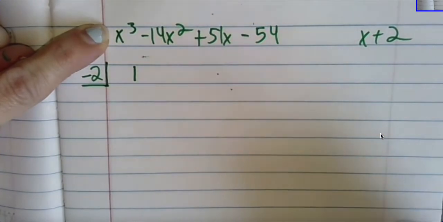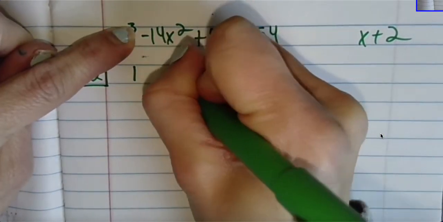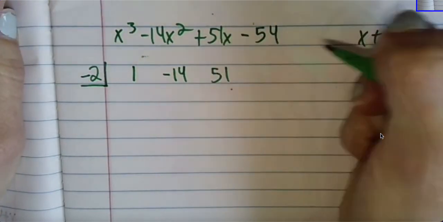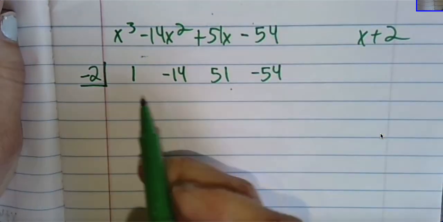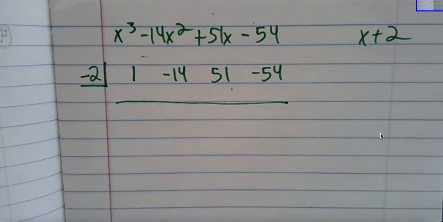What's my next number? 14. It's a -14. And then a positive 51. And then a negative 54. Okay, so that's all we're going to look at is numbers. We can forget variables. On this one, we don't even have to see the variables.